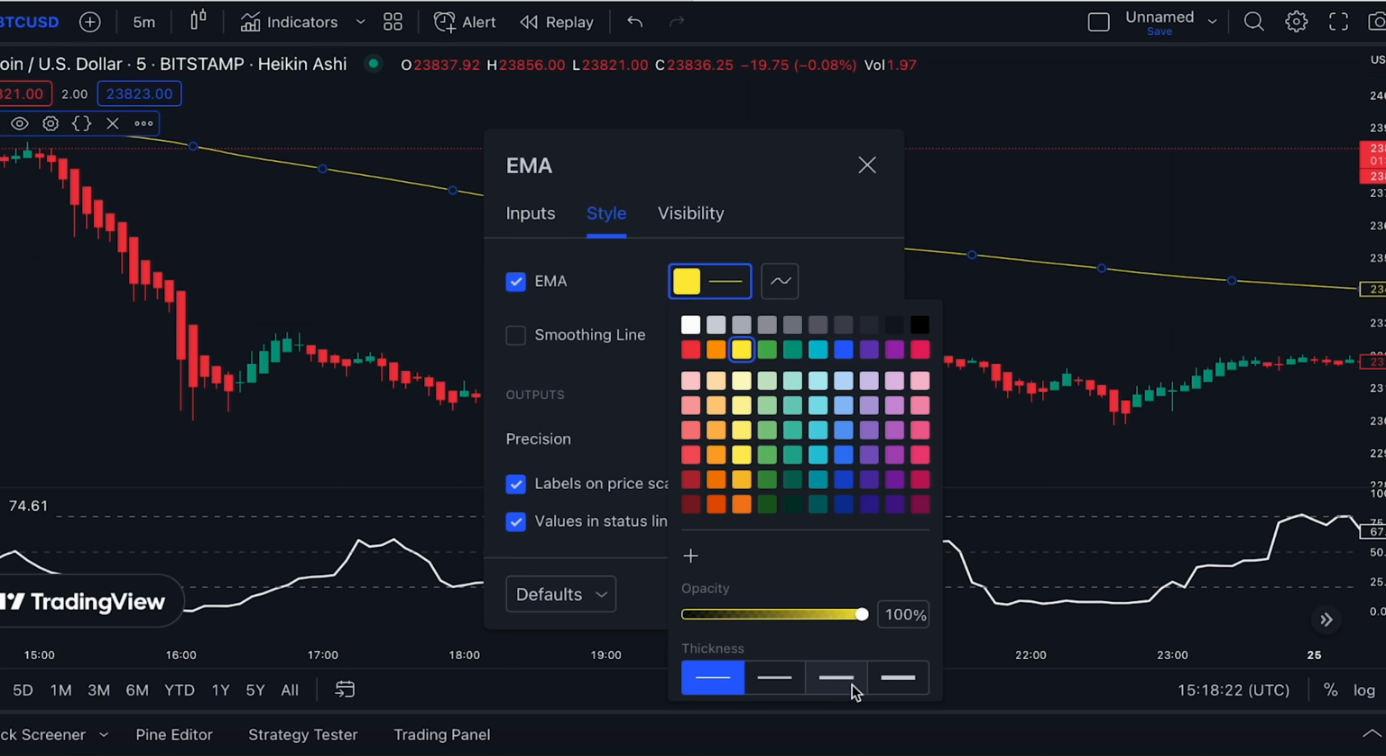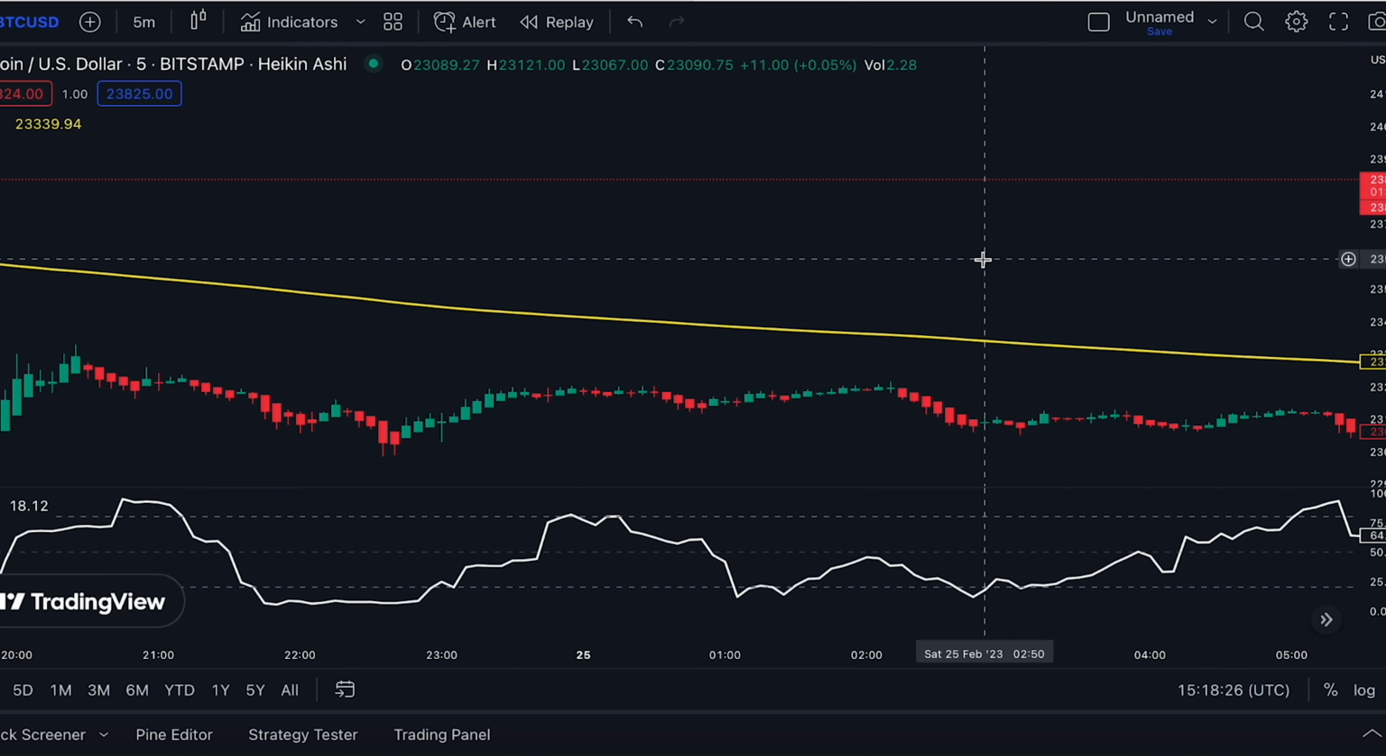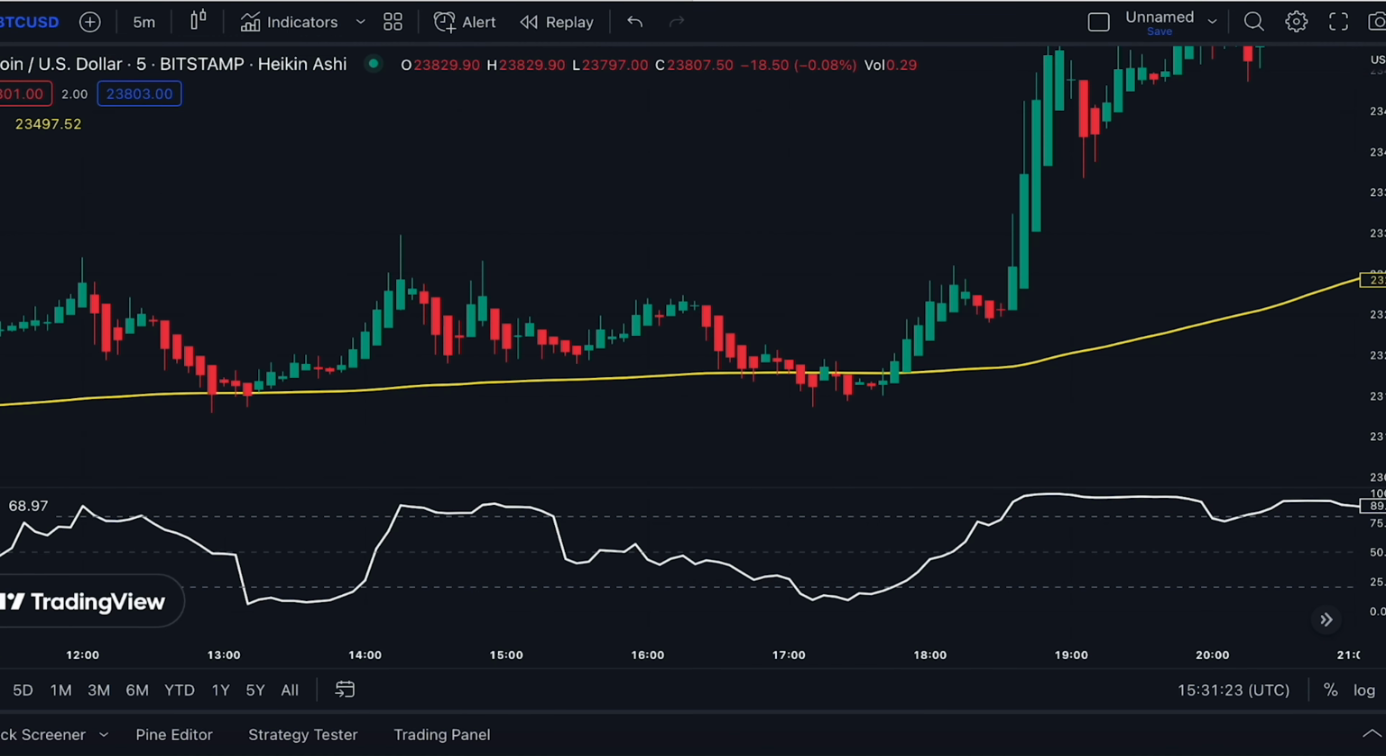Let's now alter the indicator's design as well. To accomplish this, select the Style tab and then alter the EMA line's color to yellow. That was all there was to it. Let's now examine when to use this strategy to initiate a buy position.